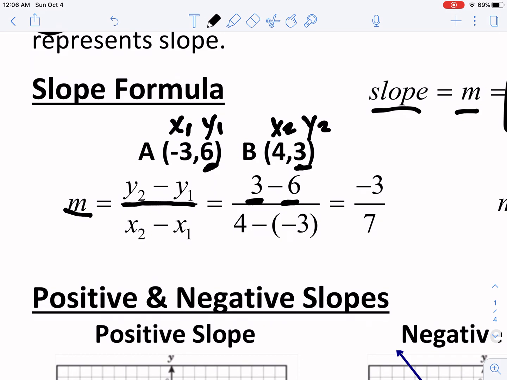Then we also have x2, 4, minus our x1. Now, this is 4 minus a negative 3. So we've got to keep in mind, we can't lose that negative. It's 4 minus a negative 3, which we know turns it into addition. Well, what's 3 minus 6? Negative 3. And then what's 4 plus 3? 7. So the slope of this line would be negative 3 over 7. So that describes the steepness of the line.